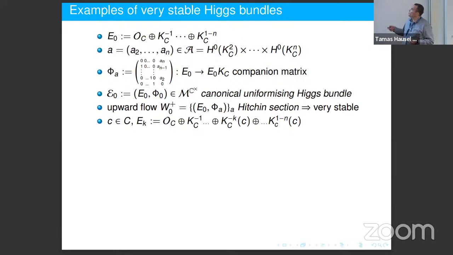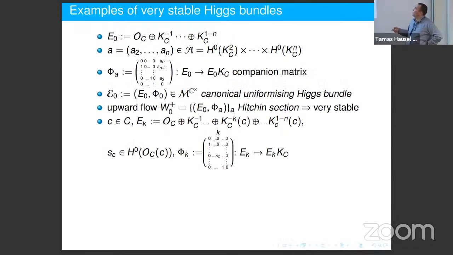So that will be taking the same bundle as before, except to twist the last n minus k plus one of them with this OC. And we will also take this defining section of this bundle, which vanishes at C. And we change this single Jordan block, which was giving us the uniformizing Higgs bundle at a single element, namely in the kth column, that one we replace by this SC.